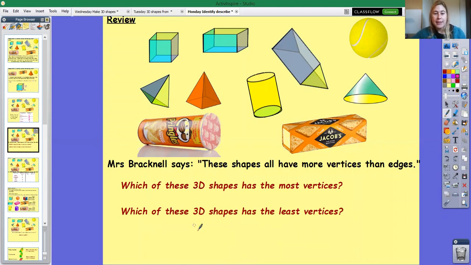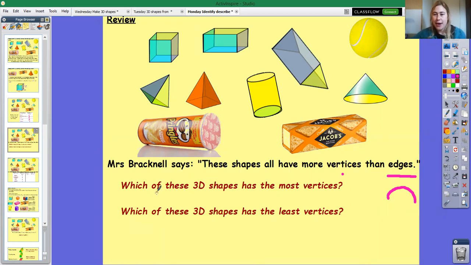Mrs. Bracknell says these shapes all have more vertices than edges. So let's remind ourselves that vertices mean corners. We know that from our 2D shapes. Edges are either straight edges, but we can also have curved edges for non-polyhedral shapes. So if it's a polyhedron, then it's got a straight edge. If it's a non-polyhedron, it's got a curved edge.